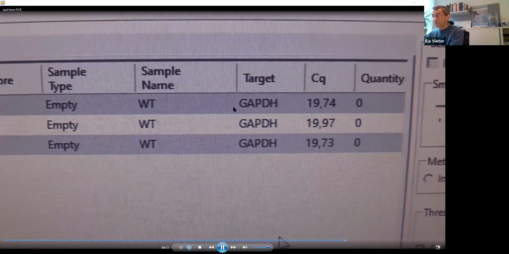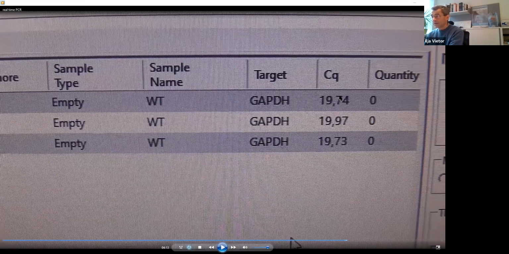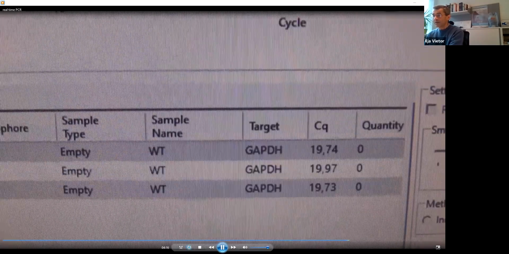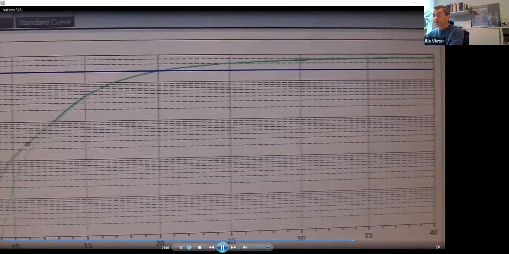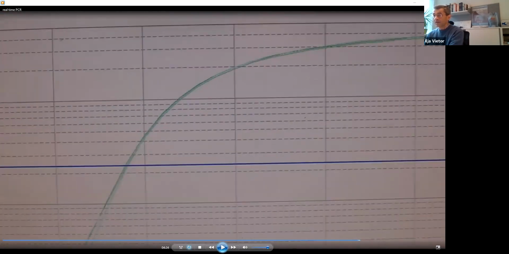Next sample is GAPDH. First is wild type, triplicate, identical number of cycles, so good quality. And the number is 19, which is interesting to compare then with the knockouts. So you see in the middle of the exponential curve is this threshold, and that was around 19 cycles.